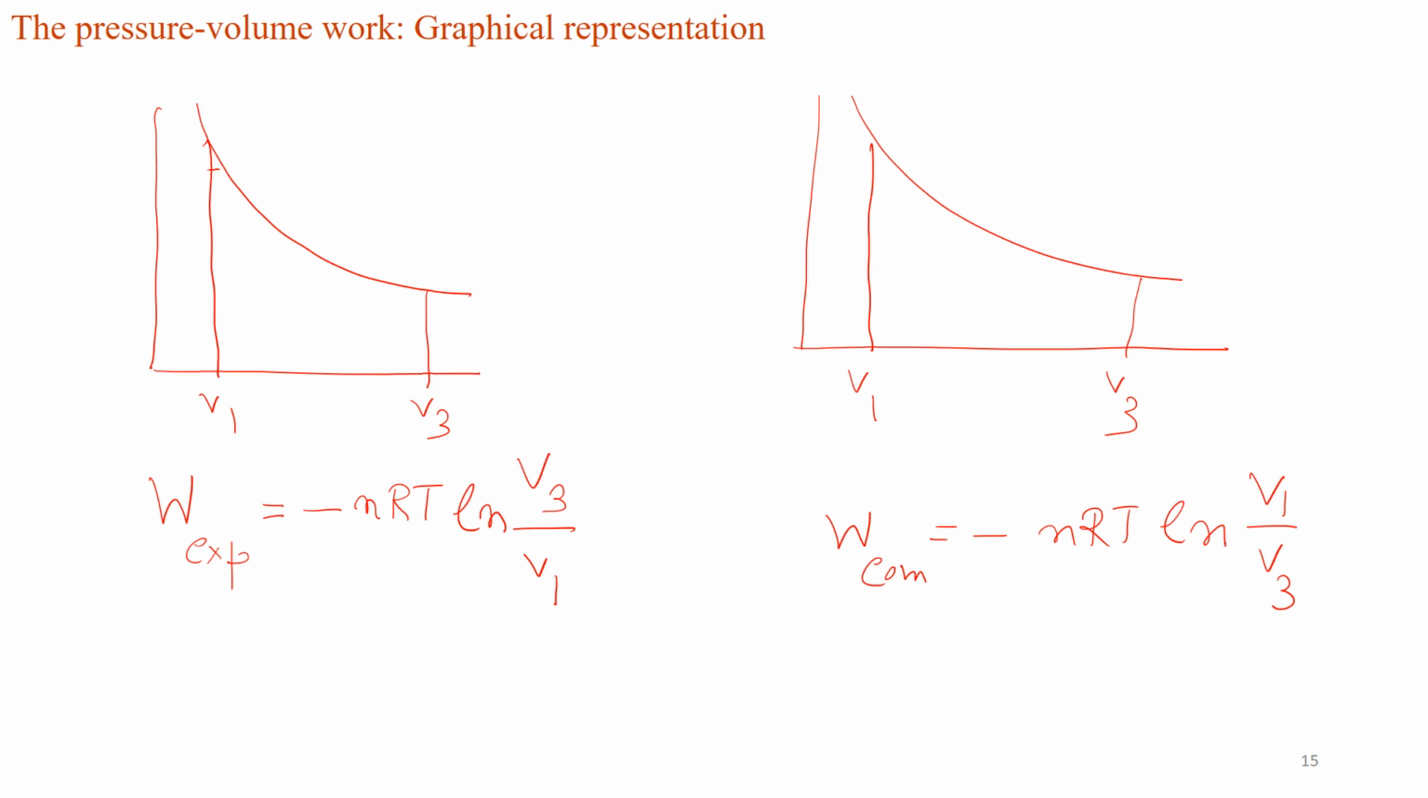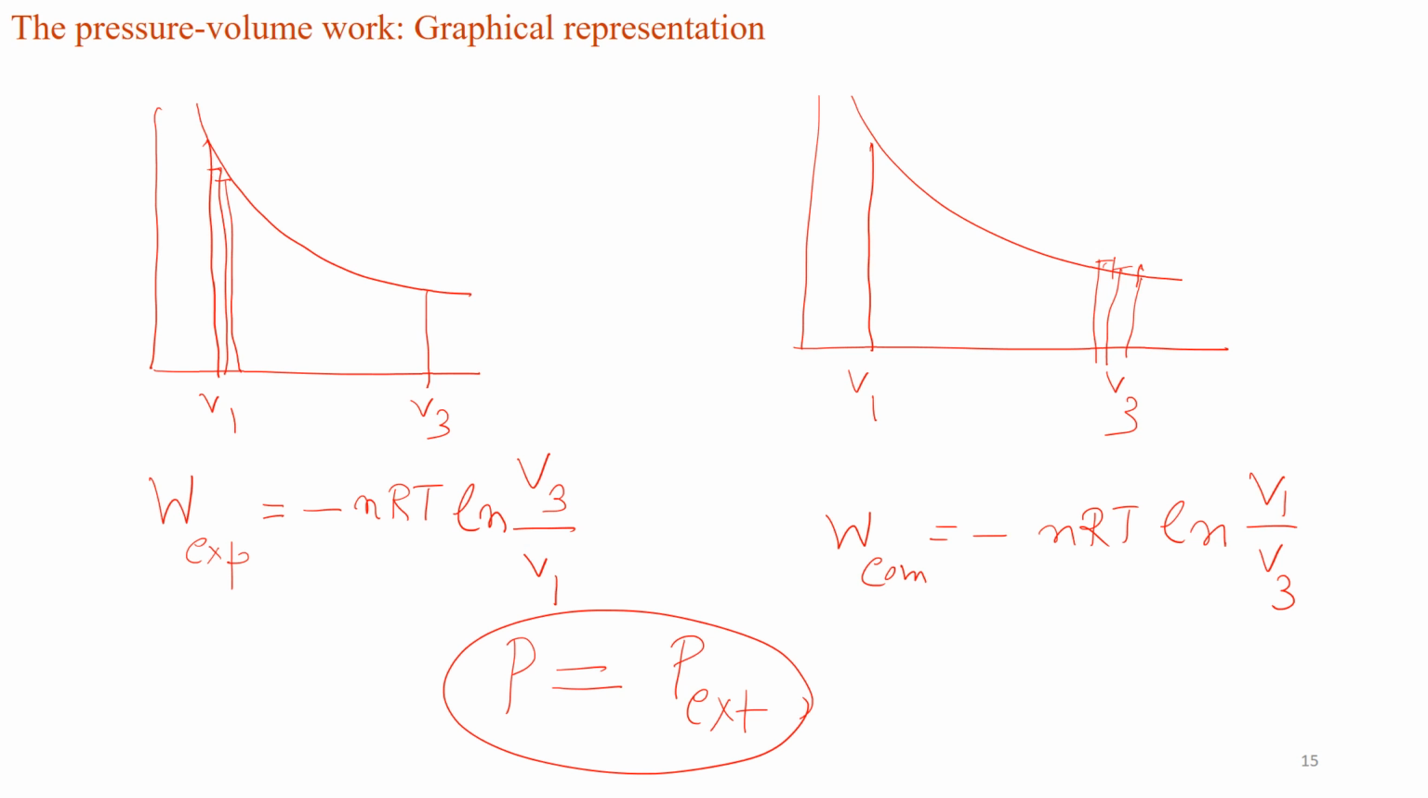Now note that in the expansion case, we drew it like this, so the area is slightly less than the compression case, because in the compression case we have to increase the pressure a little bit for every step. However, in the limit of very large number of steps where we approximated the pressure of the system to be adjusting with the external pressure for every stage, then for both compression and the expansion, it will be just the area under the PV isotherm for that change in volume.